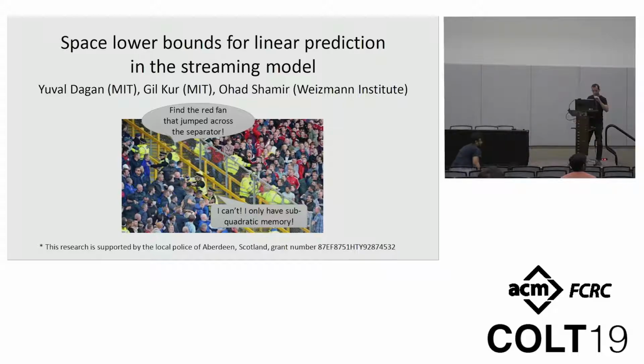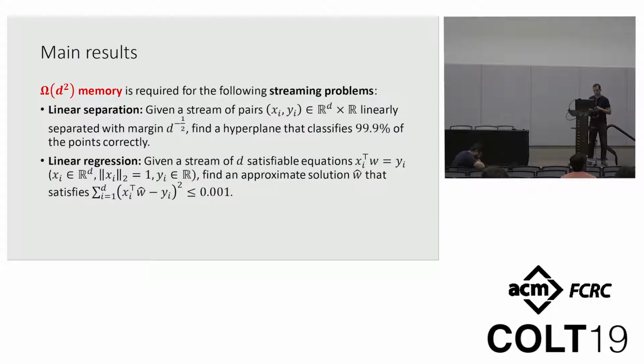Okay, and this is joint work with Gil Kur from MIT and Ohad Shamir from Weizmann. In this paper, we show that we need memory which is quadratic in the dimension for some learning streaming problems.